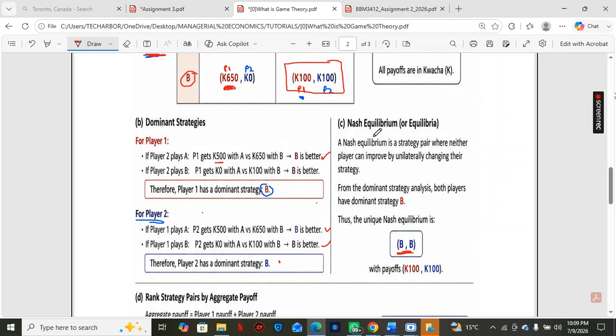So you're going to look at the dominant strategies, and then that will give you your Nash equilibrium. The dominant strategy for player one was B. The dominant strategy for player two was also B. So when both player one and player two choose B, B, the payoffs are going to be these 100 kwachas there, which gives us the Nash equilibrium. Any questions?